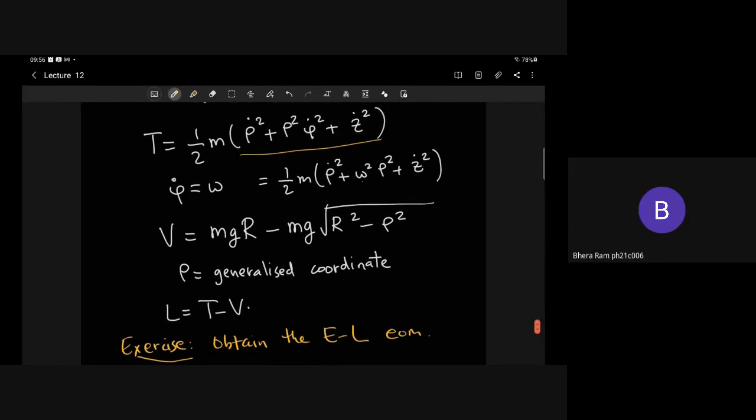Sir, in the problem of choosing generalized coordinates, we said that omega is a constant, and then we reduced the degrees of freedom to 1. Isn't that mixing dynamics with statics? No, like I said, it's your style if you wish. We could have kept phi as an extra degree of freedom. So in this way of thinking, rho and phi are the degrees of freedom.